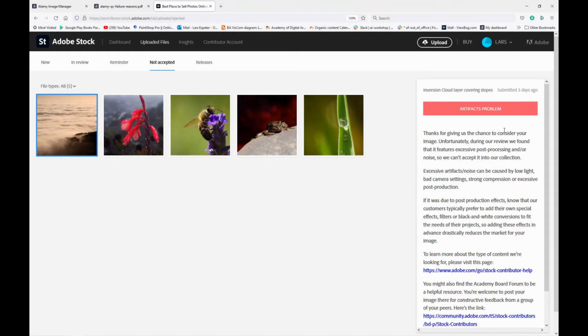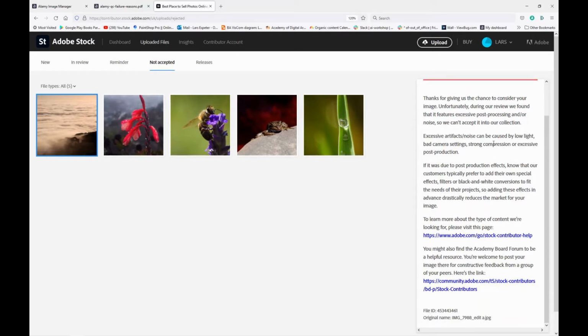or noise. So right away you get on your right hand side information on what the rejection reason is. Very convenient, nice layout. And here they claim there might be artifacts due to excessive post-processing and or noise. Okay, excessive artifacts and noise can be caused by low light. Yes, absolutely. Bad camera settings, strong compression, or excessive post-production.